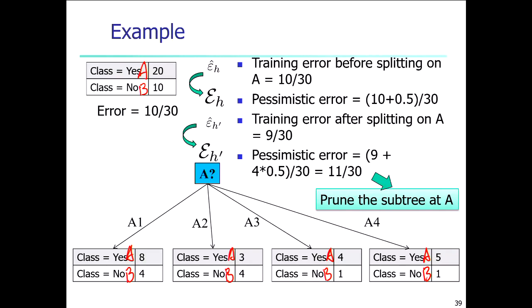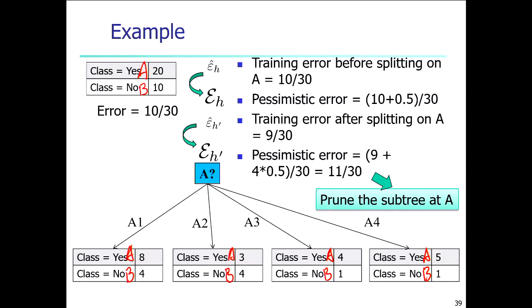Okay, let's go back to the example. Let's continue. In this example, some of you may be getting confused. So let's try to not use yes and no as the class label. Let's simply use A and B, which hopefully would be more helpful.